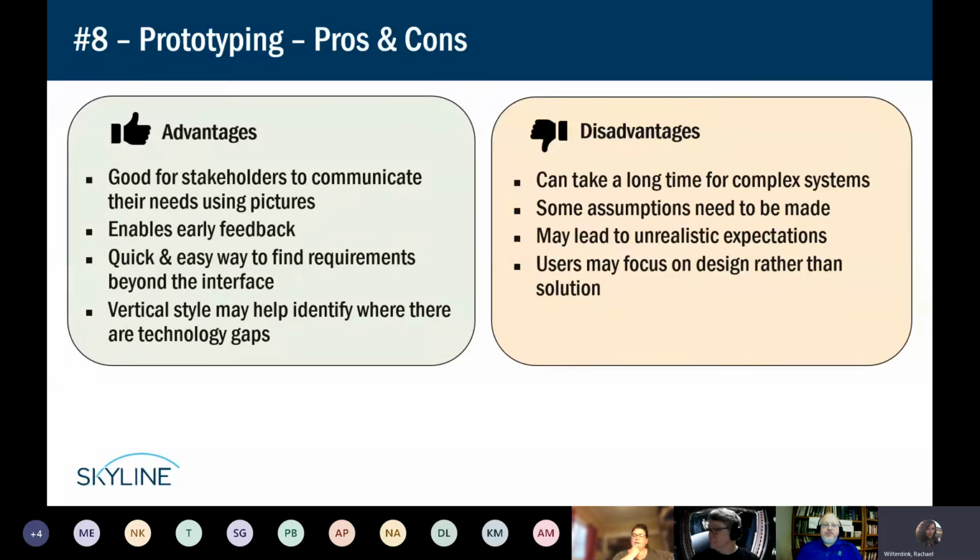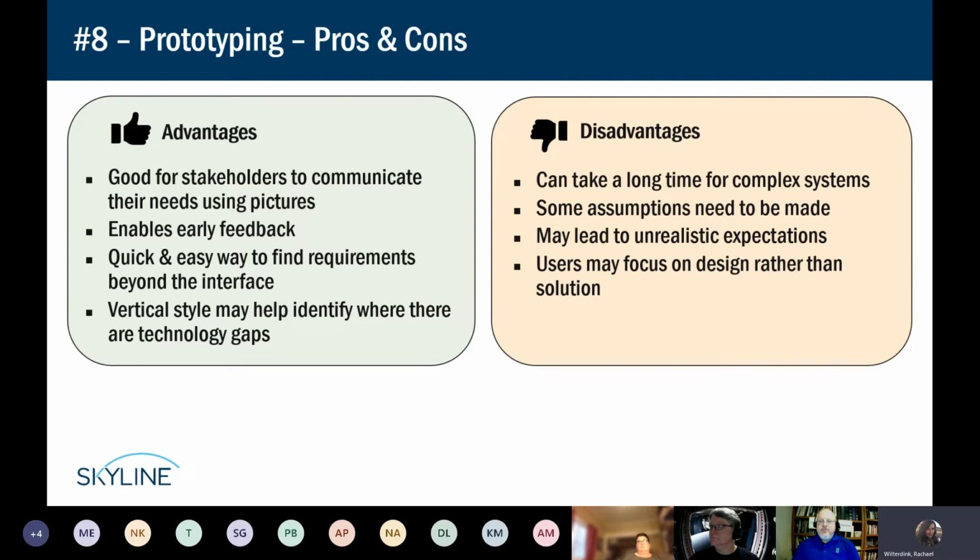But if your system's large and complex, then prototyping could be a long, time-consuming activity, and it could be expensive. So it depends on what you need and what level you need it at.